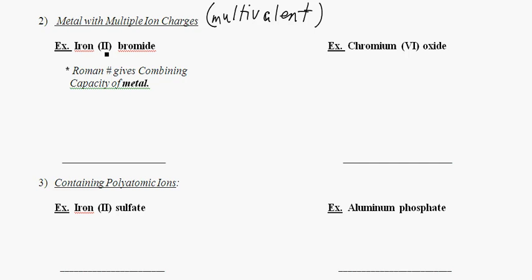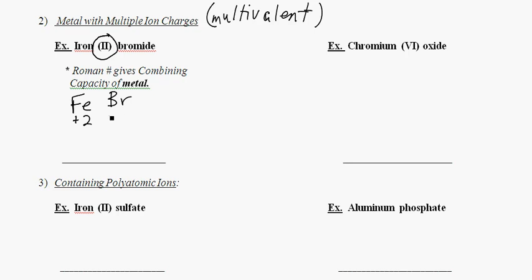So iron is an example. Iron, you'll notice, could be +2 or +3. When you see the name and you see the Roman numerals in the middle, those Roman numerals tell you what the ion charge is, or the combining capacity. It's another word for it. So if this says iron Roman numeral 2 bromide, that tells me this iron is +2. And then I carry on just like I did before. So iron was +2 in this case.